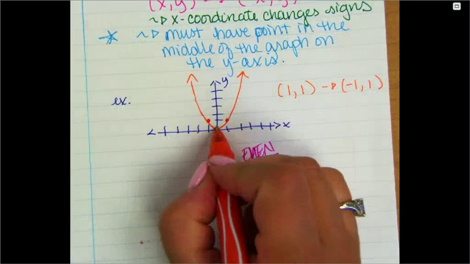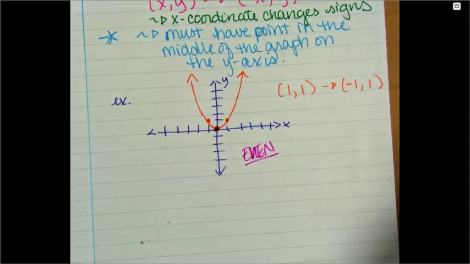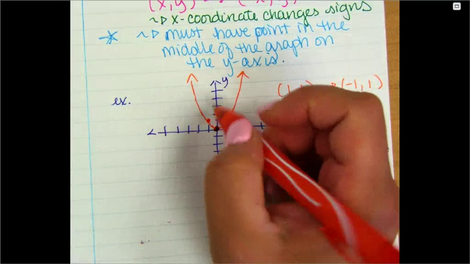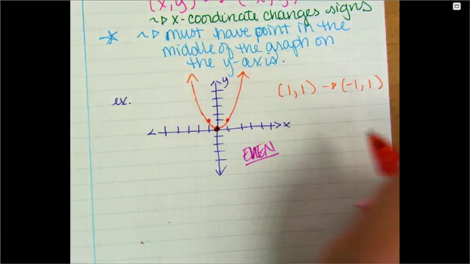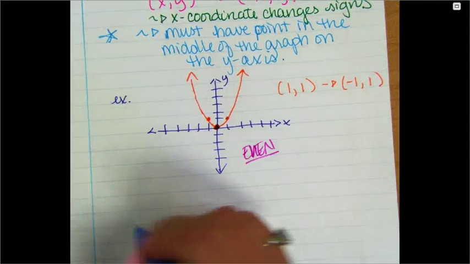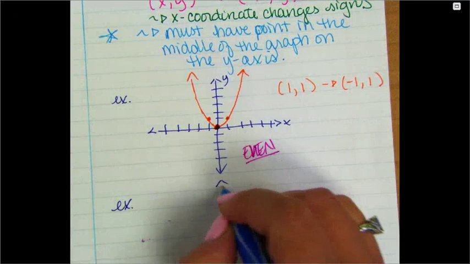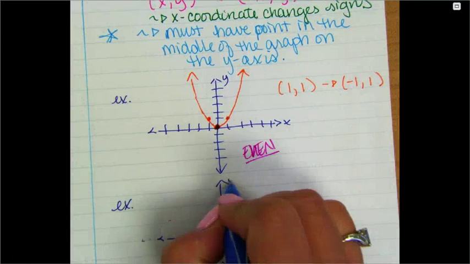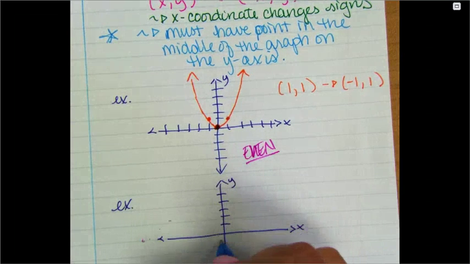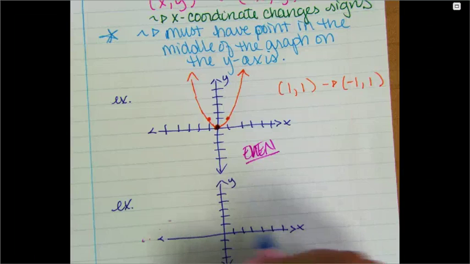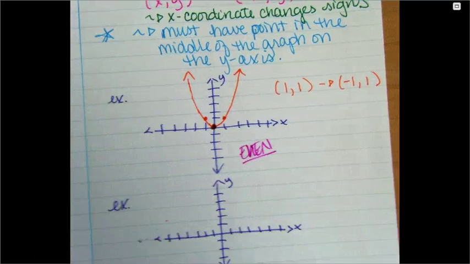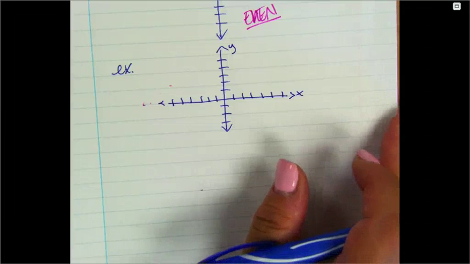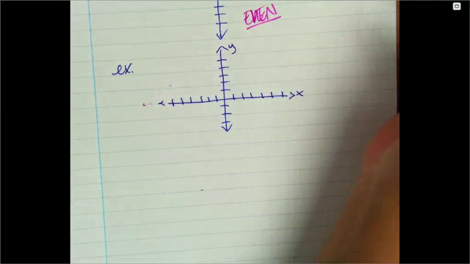Also, I said this had to be where? On the y-axis. It must be on the y-axis, okay? So in other words, do we have an H in there or no? Nope, you have no horizontal shift.